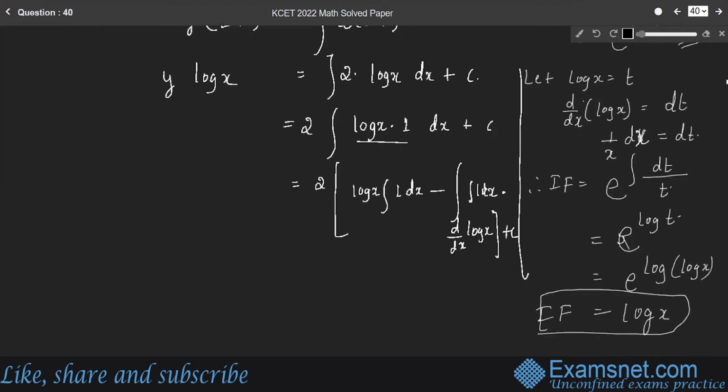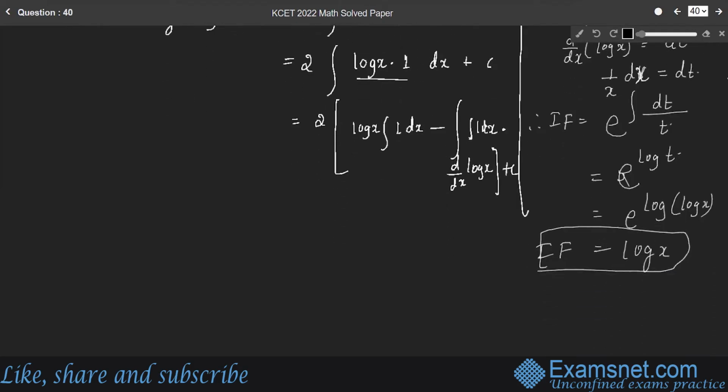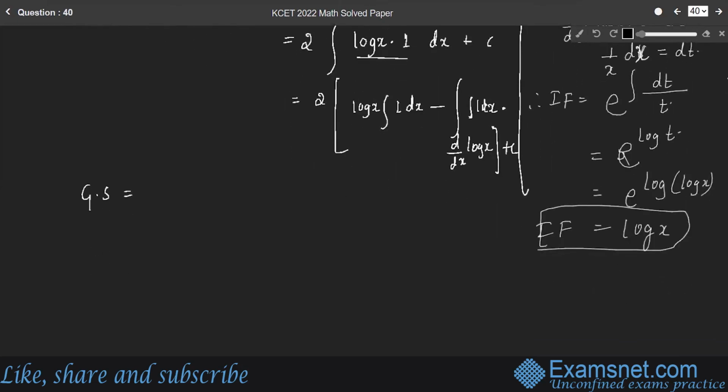Right? Therefore, we'll write the general solution here. General solution is equal to, so here the LHS part is y into log x is equal to 2 into log x into integration 1 dx is x minus, so integration of 1 dx is x into, so d by dx of log x is 1 by x, right?